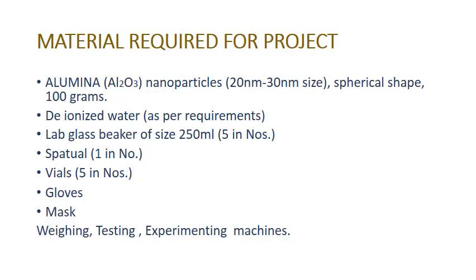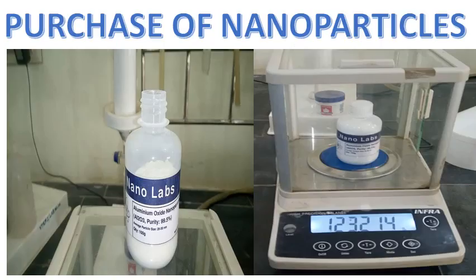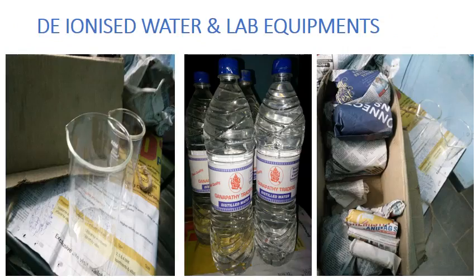The material requirement for our project is alumina, deionized water, a lab glass beaker of size 250 ml, spatula, vials, gloves and mask, and weighing, testing and experimenting machines. This is the particle we have purchased from Nano Labs. As you can see here, this is alumina. This is the water we are using, and these are the lab equipment we will be using in our project.